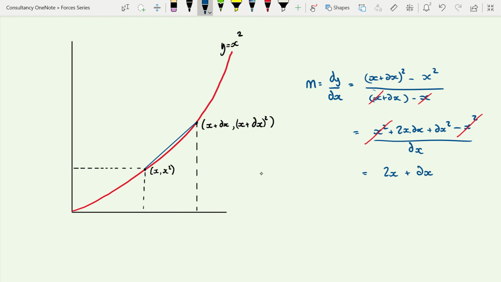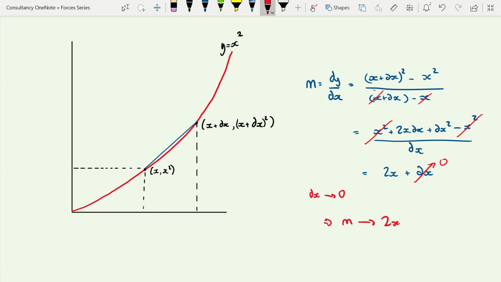Okay, so our gradient can be described using this. So what we said earlier is we're going to see what happens to the equation of our gradient as our chord gets shorter and shorter. So what that means is what happens as dx heads towards 0. Because to make our chord shorter and shorter, that means dx is going to become a smaller and smaller number. So we ask ourselves, well, what happens if dx heads towards 0? Well, what that means is the gradient is going to head towards 2x, because this number here is going to head towards 0.